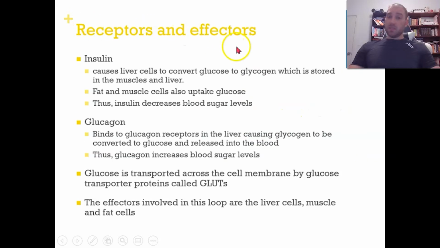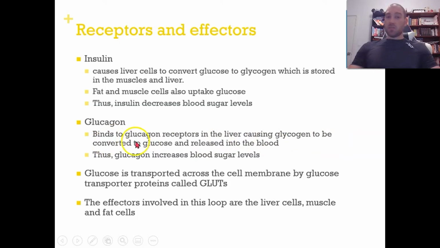Let's talk about the receptors and effectors. So the receptors for blood sugar level are found in the pancreas itself. There are chemoreceptors there that can detect the amount of glucose in the blood going through the pancreas. So insulin causes liver cells to convert glucose to glycogen, which is stored in muscles and liver. So the cells absorb glucose, the glucose is turned into glycogen, which is just lots of glucoses joined together. It can be stored in muscles and the liver. Fat and muscle cells also uptake glucose too. So insulin decreases blood sugar levels. Glucagon receptors are found in the liver too, but again, found in most cells around the body.